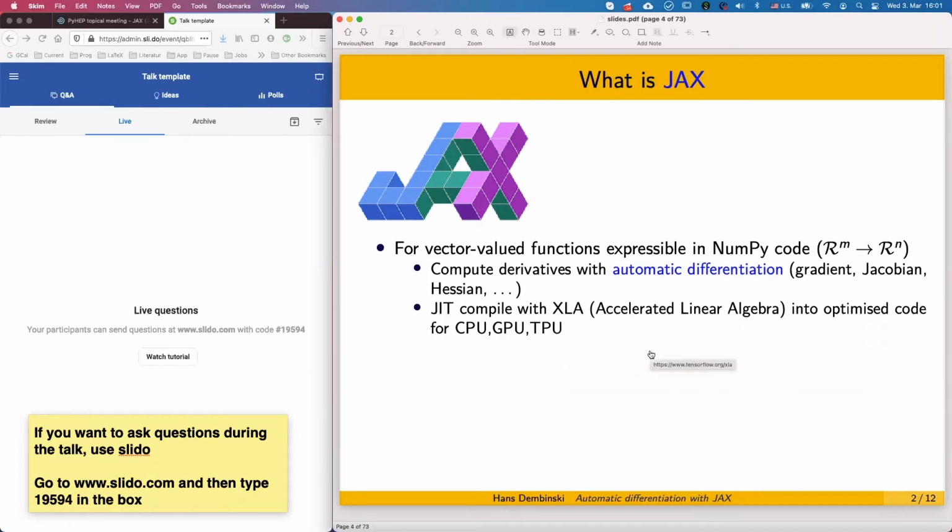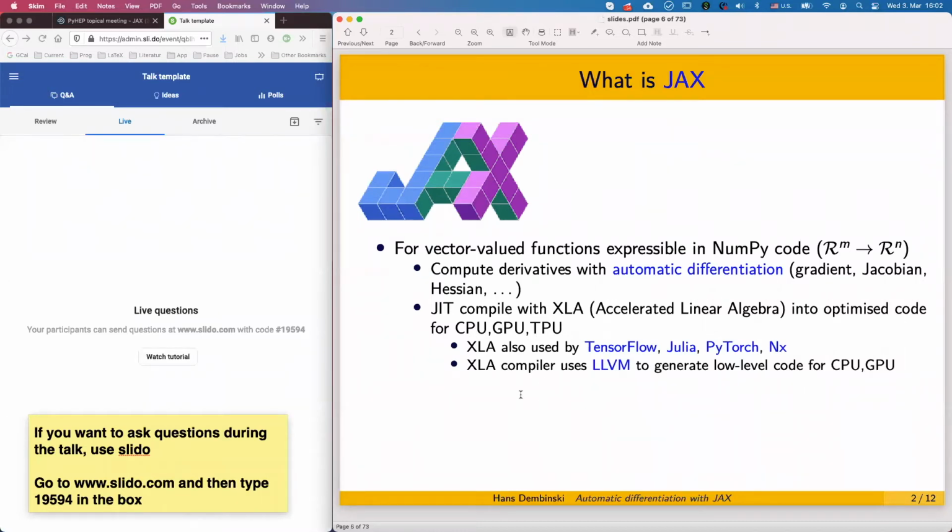And it also is able to use this technique to JIT compile your code. So similar to Numba, but it uses a different kind of intermediate language, this XLA compiler, which in the end, as far as I understood the docs, also uses LLVM to generate machine code. And this machinery is also used by TensorFlow, Julia, PyTorch, and a library called NX.